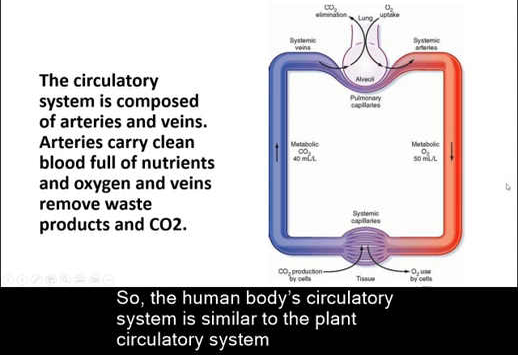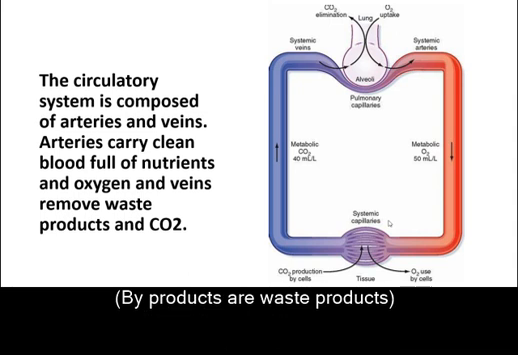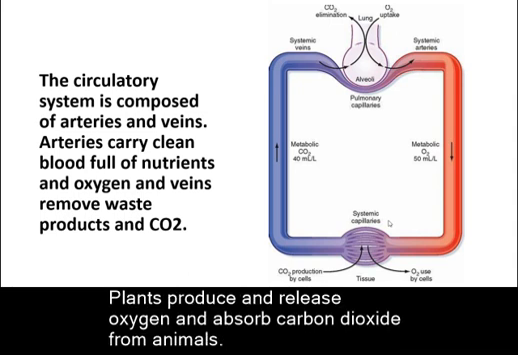So the human body's circulatory system is similar to the plant circulatory system and performs similar processes in plants by exchanging products and byproducts. Byproducts are waste products.